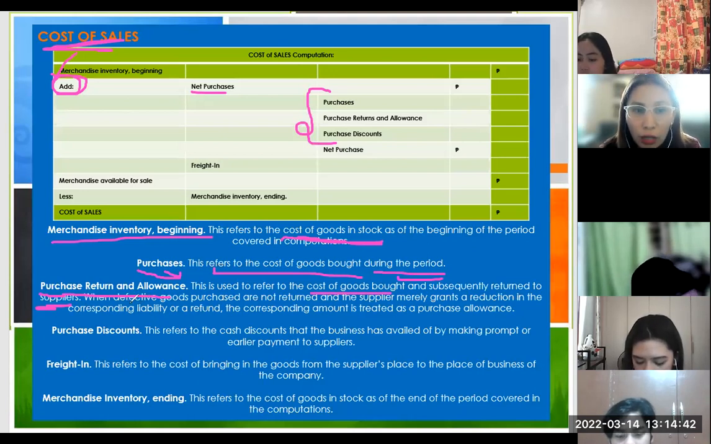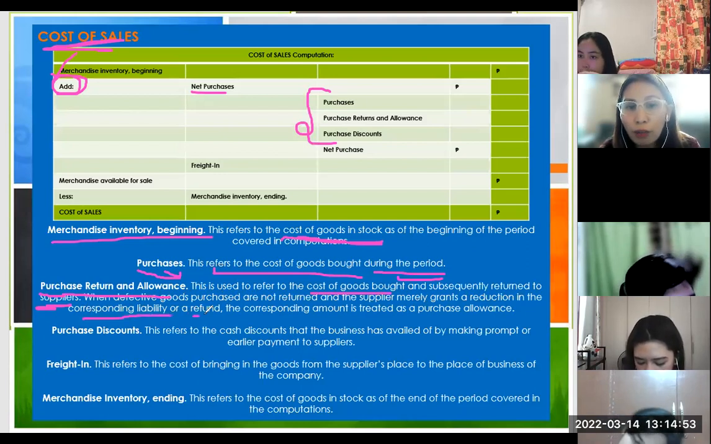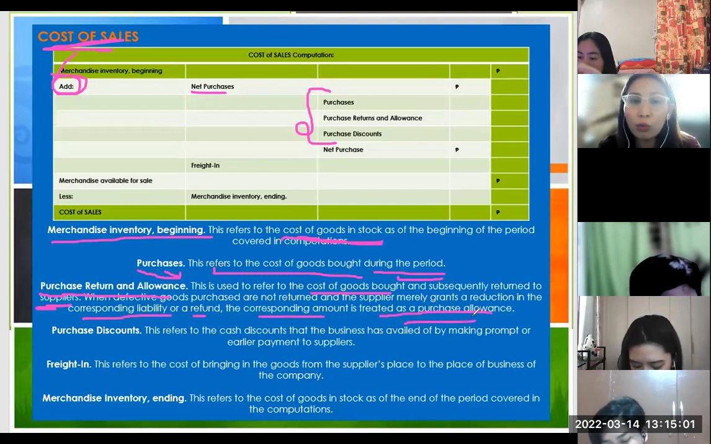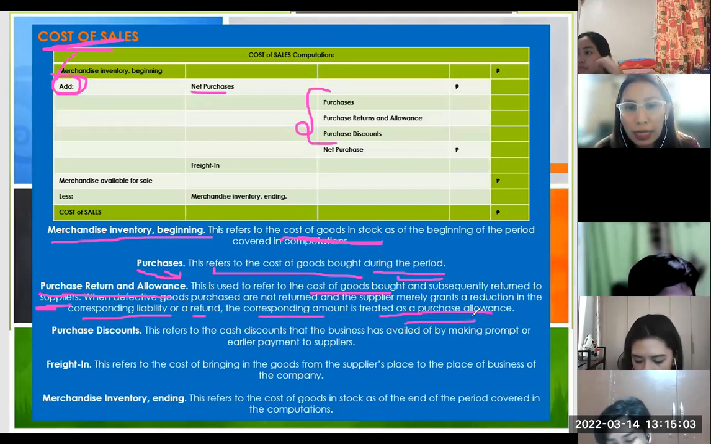Okay, katulad nito. When defective goods purchased are not returned and the supplier merely grants a reduction in the corresponding liability or a refund, the corresponding amount is treated as a purchase allowance. Anong ibig sabihin? Okay, kapag meron daw mga defective goods na nabili yung business na hindi na ibalik, imagine yourself as the owner, para mas madali ninyong maintindihan.